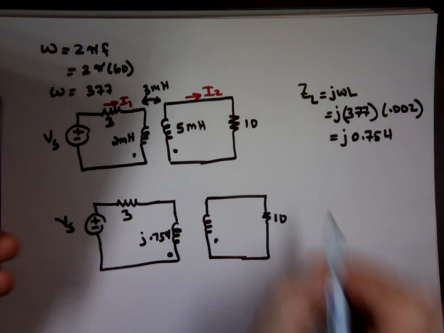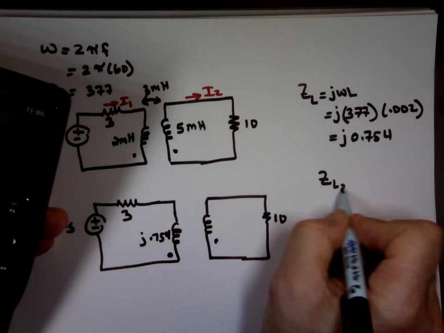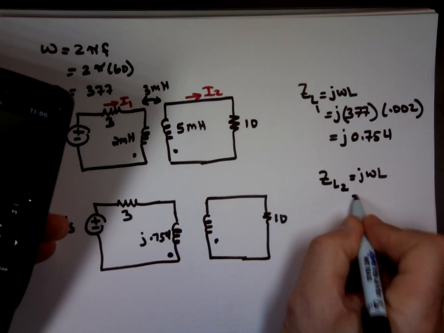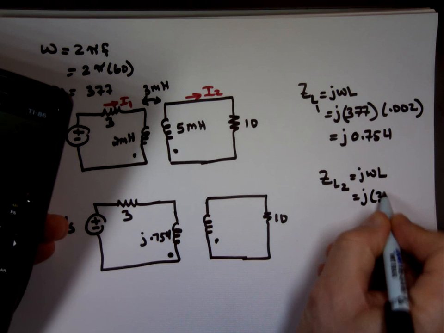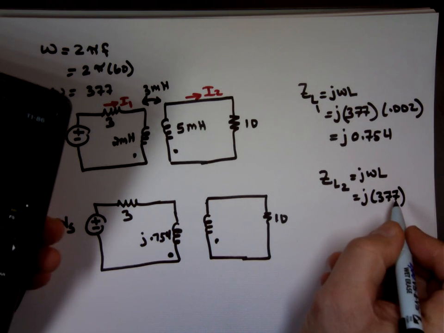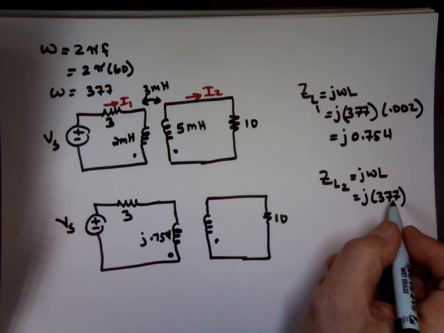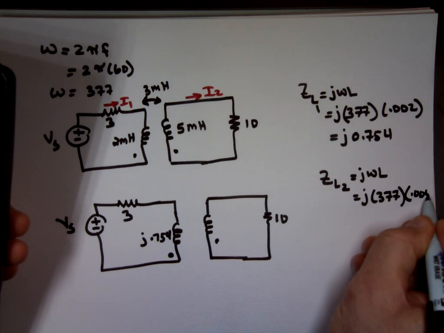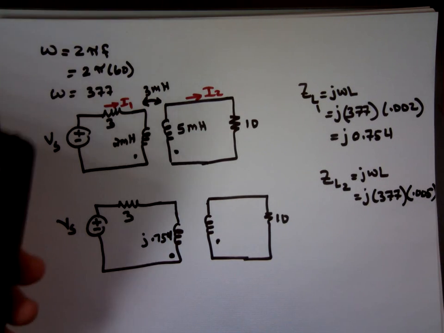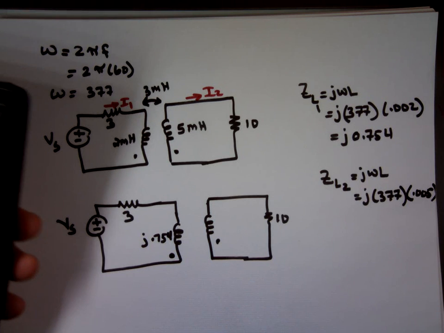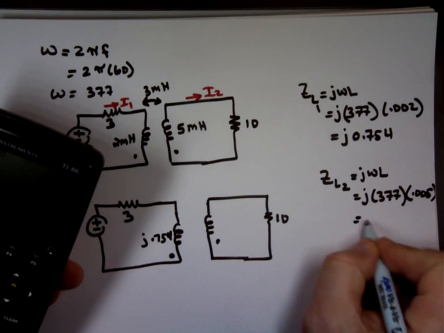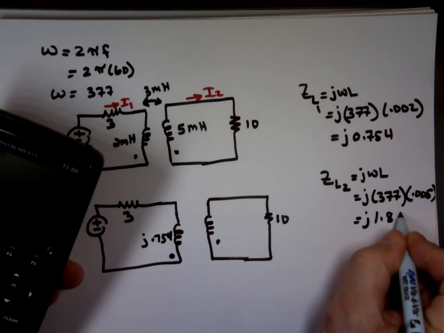Let's get the other inductor. JWL, W is 377, and L is 5 millihenry, 0.005. That gives 1.885 J.